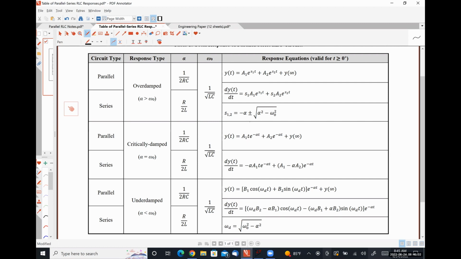So this one table here is used for all parallel RLC circuits and series RLC circuits. And I've tried to make it as clear as possible that the only real difference between these two types of circuits is that the alpha value is different. Okay. All right.